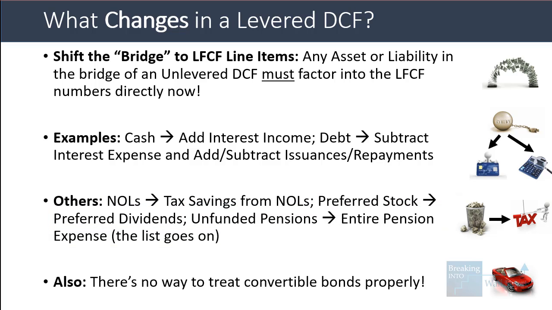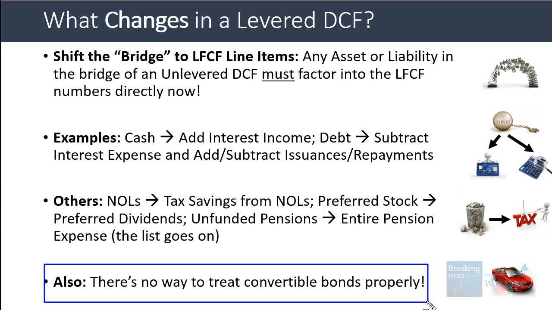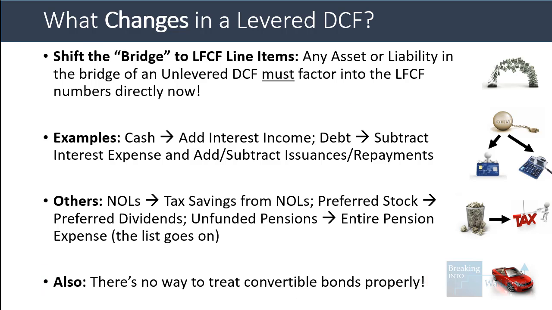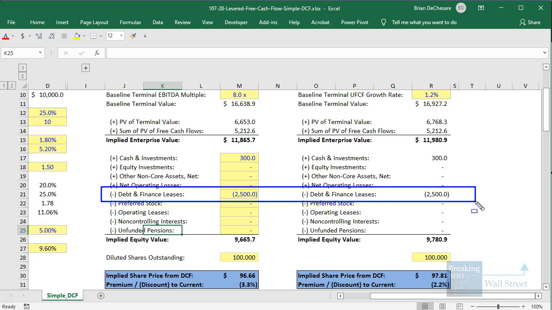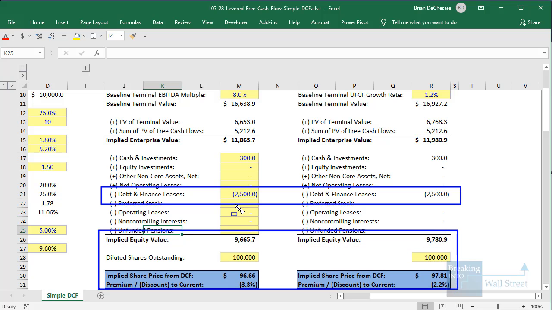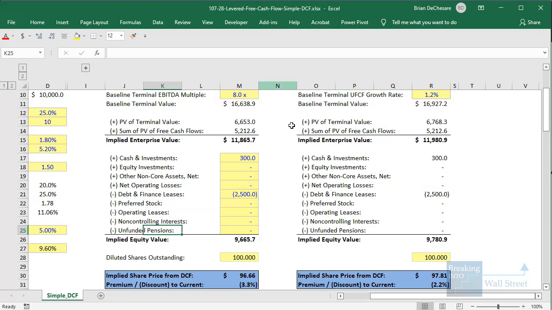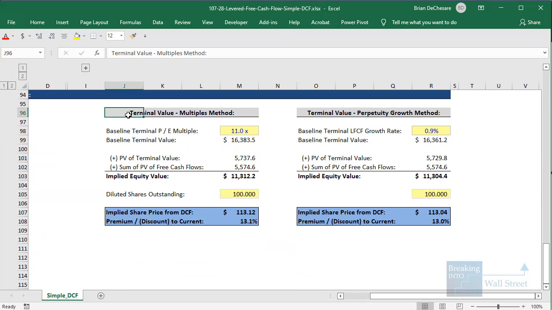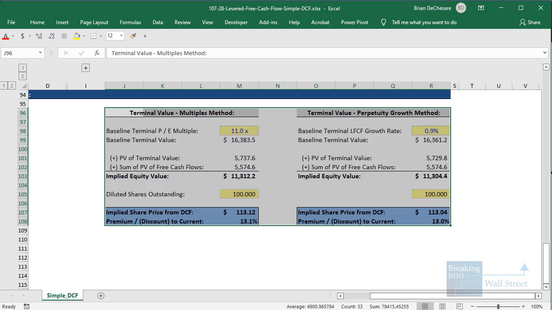And then one final point I want to mention here is that with levered free cash flow, there's no way to treat convertible bonds properly. So in other words, you can't do a check to see whether they should be counted as equity or debt. You have to just pick one or the other and go with it because there's no bridge at the end. So normally, if you have an unlevered analysis, you would put the convertible bonds as an item here, and depending on the results of your analysis and the company's implied share price, they would be counted as either debt or equity, but you can't do that in a levered analysis. You have to pick one and go with it, and there's no room to adjust your assumptions based on the output of your analysis.